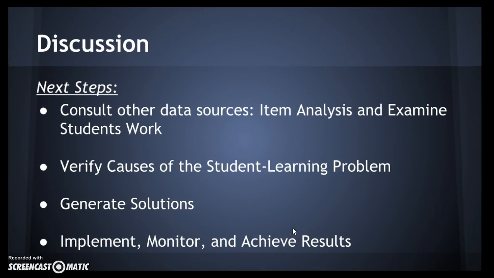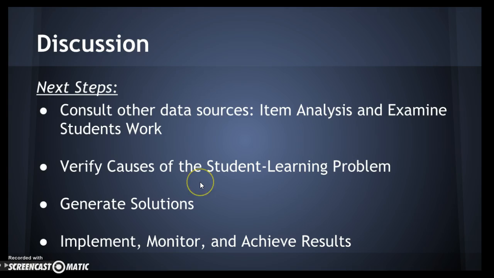Once we identified some initial causes, there are next steps that we need to do. First, we need to consult other data sources, because our inferences are not reliable unless we verify those causes using other types of data, maybe using item analyses or examining student work. We also need to verify the causes by considering what research says and see if those causes are actually valid by research.